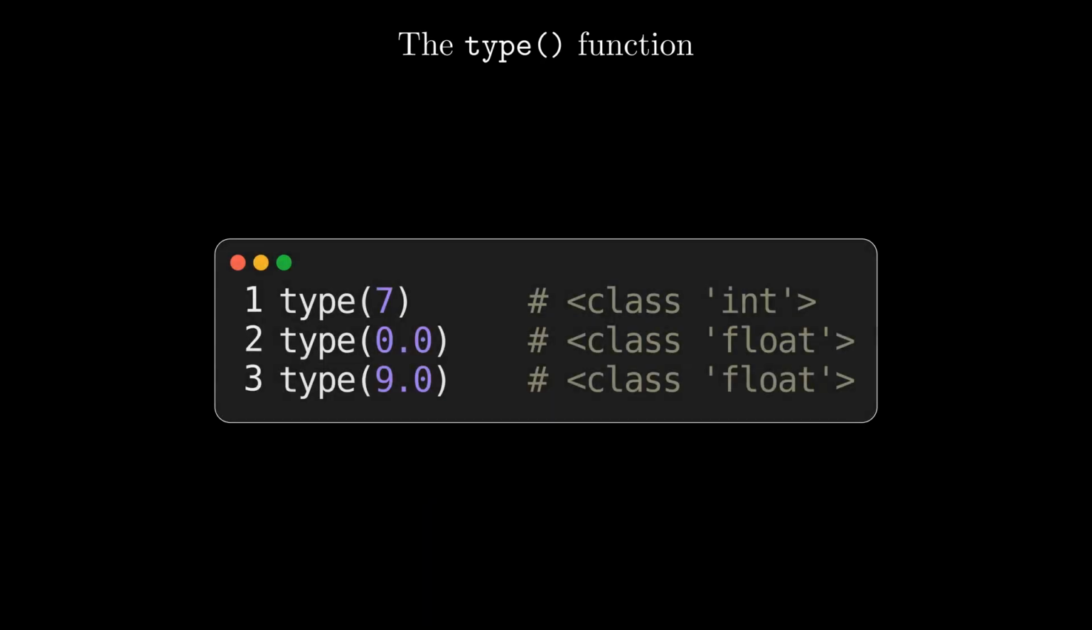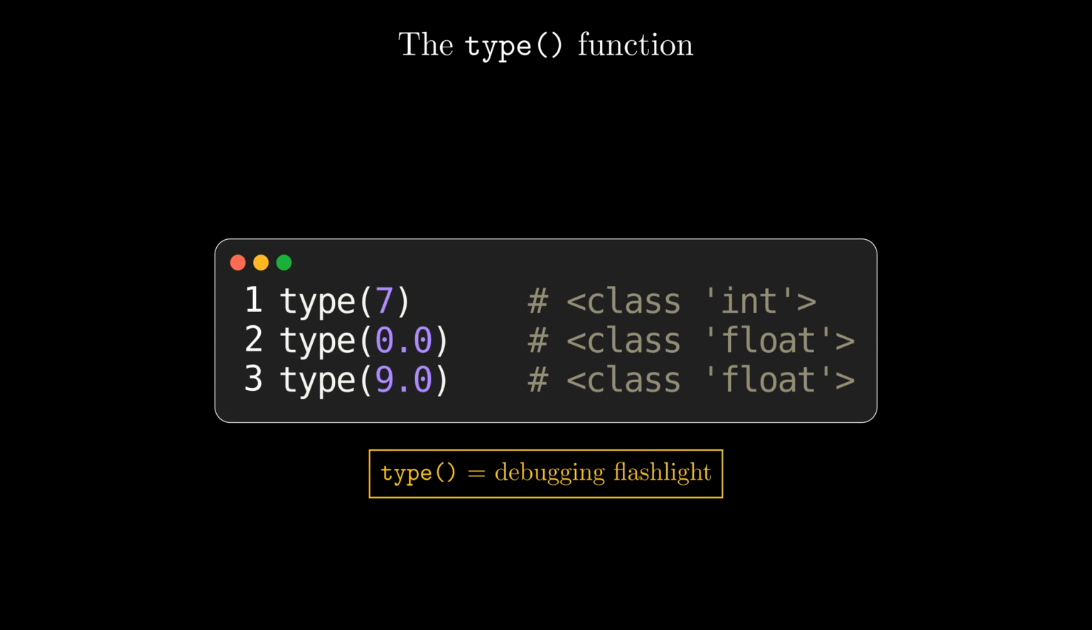To check any object's type, use the type function. type(7) returns class int. type(0.0) returns class float. type(9.0) also returns float. Pause on that one. 9 and 9.0 look almost identical, but to Python they are different types. The decimal point alone is a type declaration. It tells Python, treat this as a float, not an integer. This matters because operations behave differently. Integer division and float division can give different results. Make type your debugging flashlight whenever something feels off.